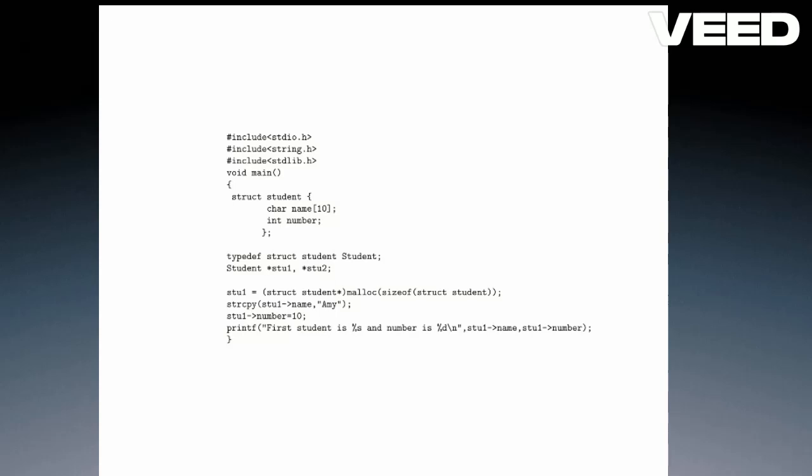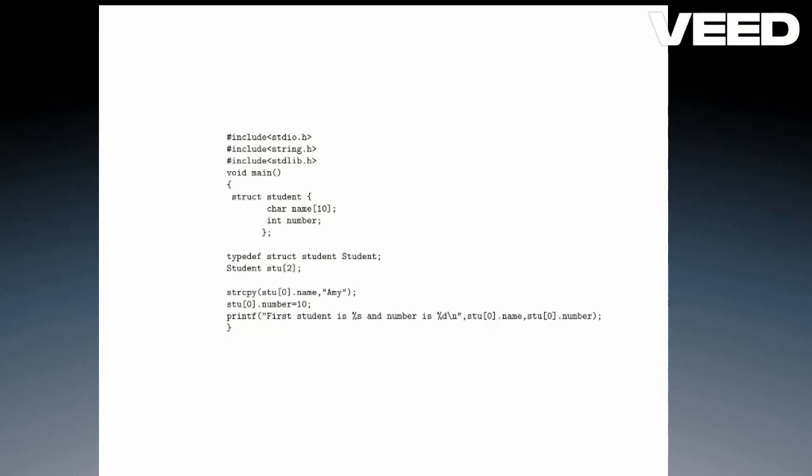We allocate space and we copy the name Amy and copy the number into the number field. Note here that I haven't allocated space for STU2. So if I have to store the details of another student called, let's say, John, then I have to allocate, just as I have written STU1 equals all these, I have to write STU2 equals all these, and then I can use that. So the space allocation is most important.